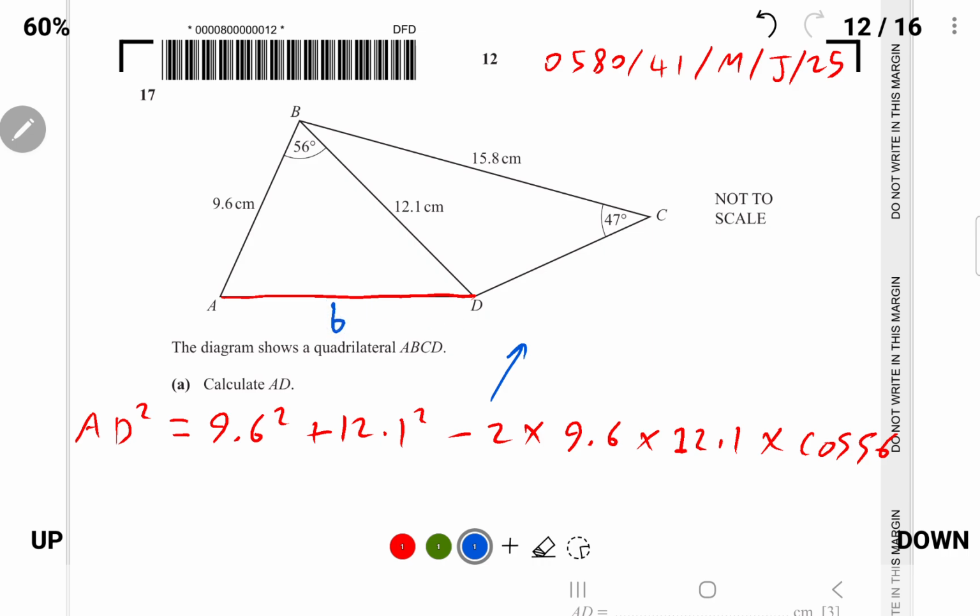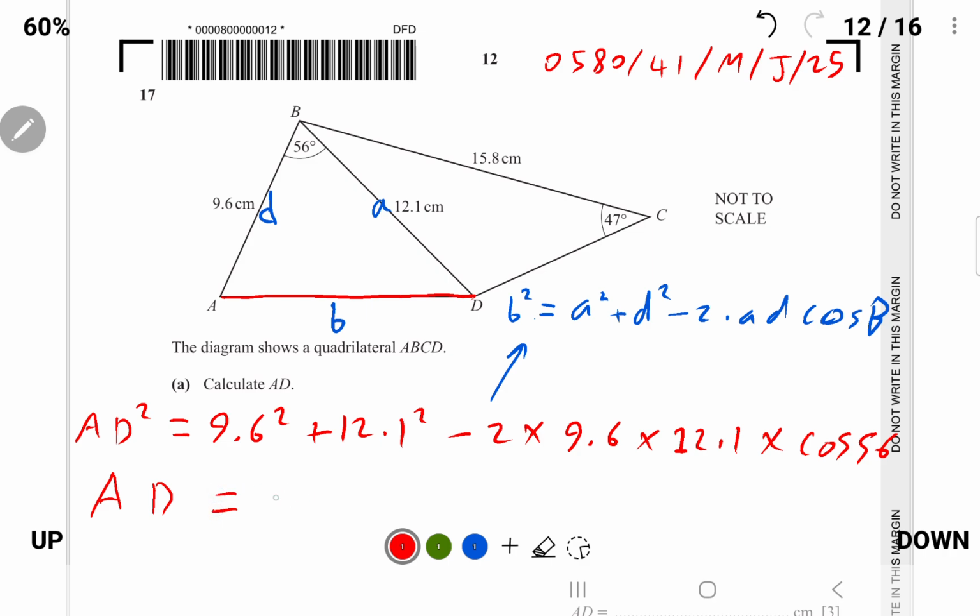This is side B opposite to angle B. This is side A opposite to angle A. This is side C opposite to angle C. This is side D opposite to angle D. So if you start with B, you can say B squared is equal to A squared plus D squared minus 2 times AD times cosine of the angle between both sides, which is angle B. Then if you plug everything in the equation and type it on the calculator, you get AD is equal to 10.4. That is question A.